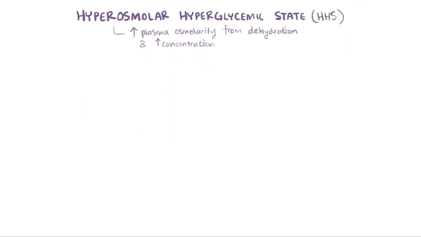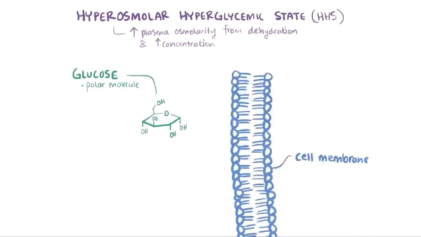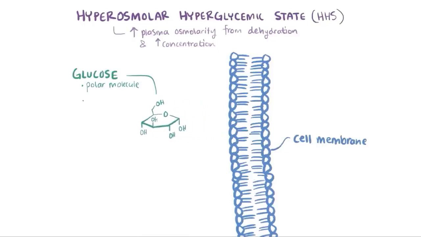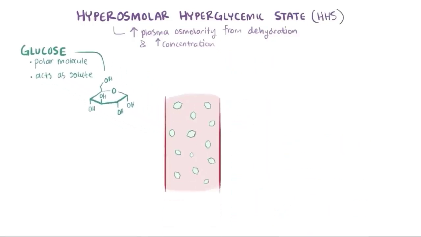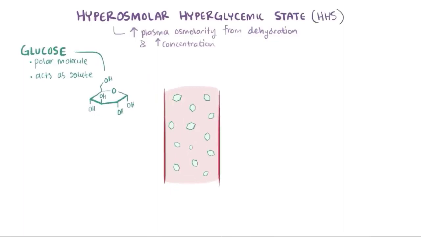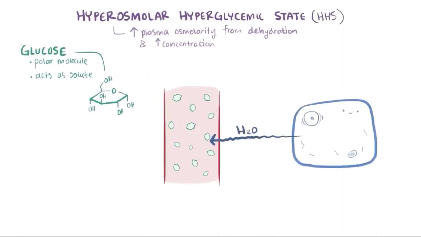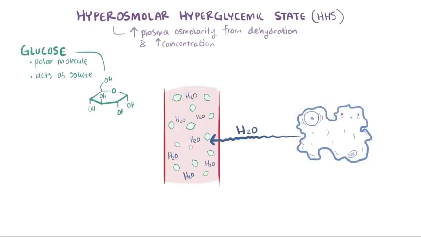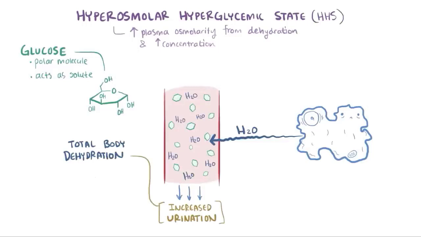To help understand this, remember that glucose is a polar molecule that cannot passively diffuse across cell membranes, which means that it acts as a solute. So when levels of glucose are super high in the blood, meaning it's a hyperosmolar state, water starts to leave the body's cells and enter the blood vessels, leaving the cells relatively dry and shriveled, rather than plump and juicy. Blood vessels that are full of water lead to increased urination and total body dehydration. And this is a very serious situation, because the dehydration of the body's cells, and in particular the brain, can cause a number of symptoms, including mental status changes.